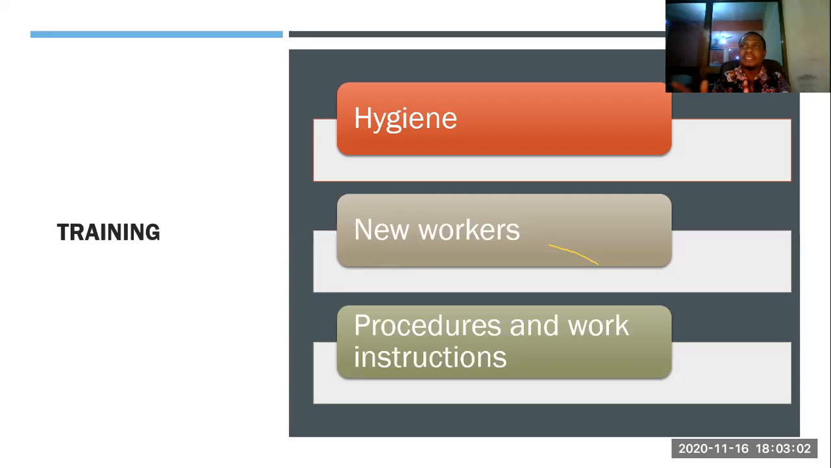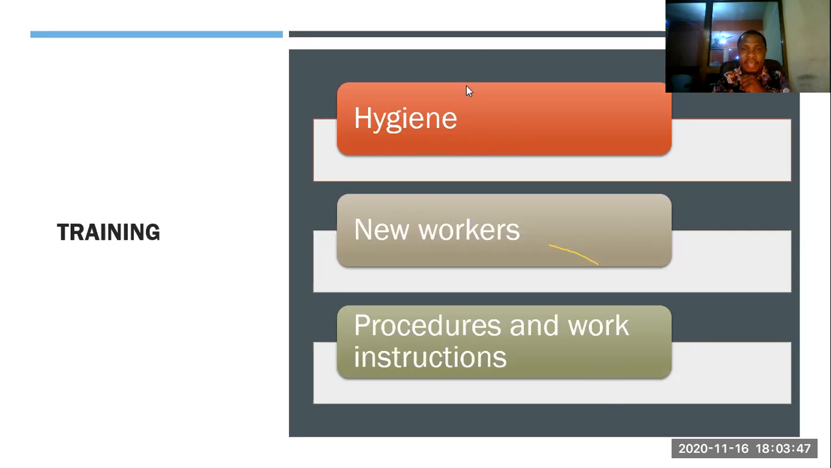For example, there is training on first aid, okay? They are expecting at least one worker to be trained in first aid, and they want guidance for that. So this training must be done. Then training on hygiene and so on. Then training for new workers. Global Gap is expecting that when new workers come on board, they should be trained in the relevant procedures, the work instructions, and so forth. And there should be evidence that this training has been done.